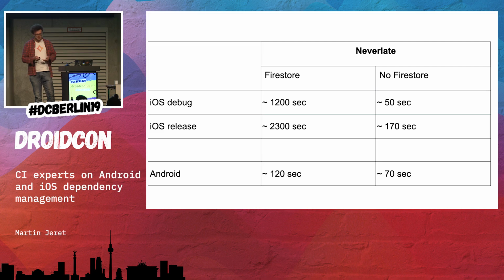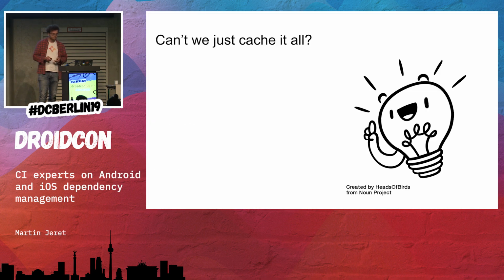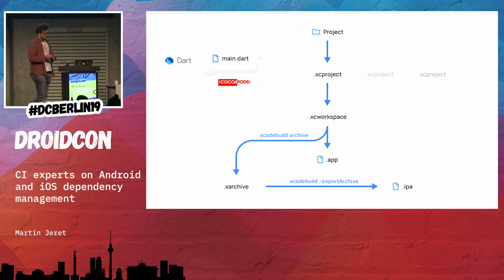So you ask yourself, why is this? And coming from an Android world, you may think that, like, why can't we just cache everything? That should speed up builds, right? It's not really the case right now when you go into the iOS realm.